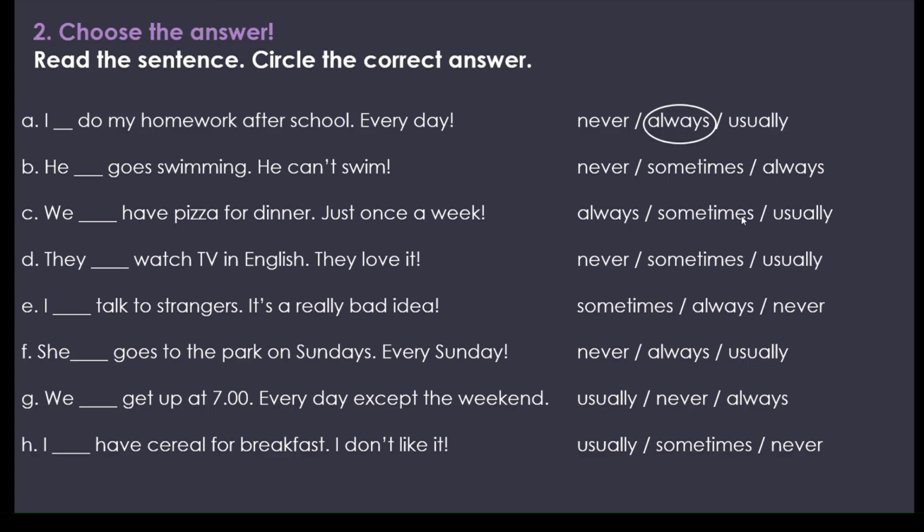Okay, here we have choose the answer. Read the sentence and circle the correct answer. Let's see the example. I do my homework after school every day. So he does it always. I always do my homework after school. You have only 1 minute to complete this exercise. Good luck.